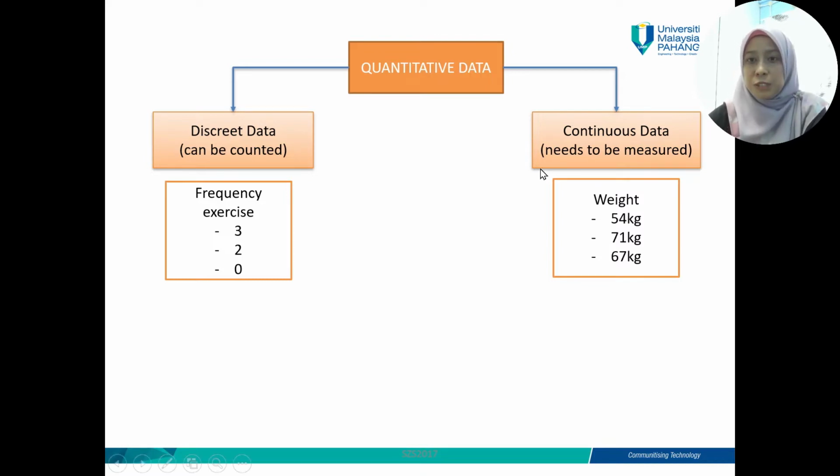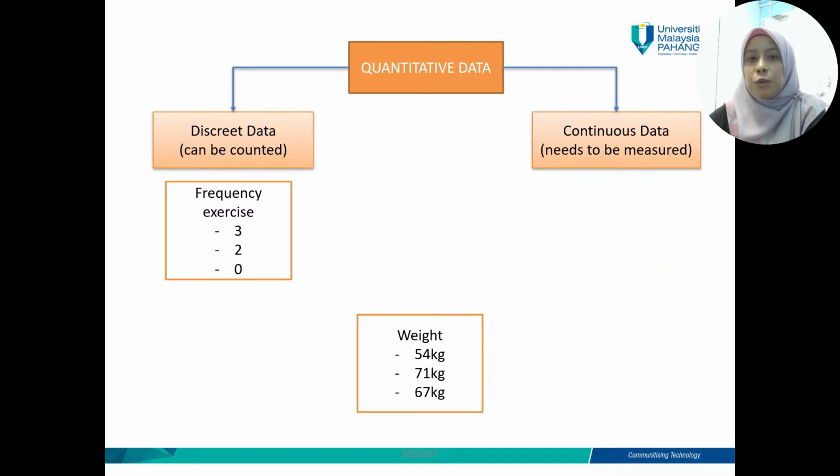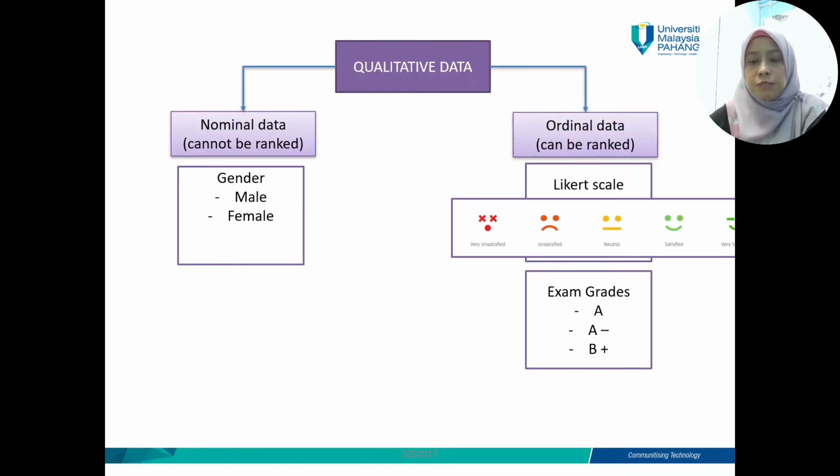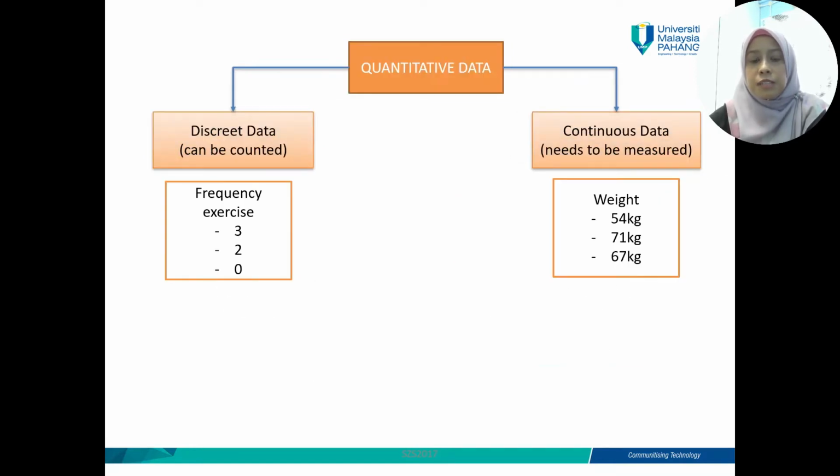And yes, for continuous data, you may have decimal point number values. But for discrete data, it will only be whole number. Continuous data, it can be whole number, it can be in decimal places. Okay? So after you do this classification, you identify, is it qualitative nominal or qualitative ordinal? And then, is it quantitative discrete or is it quantitative continuous?